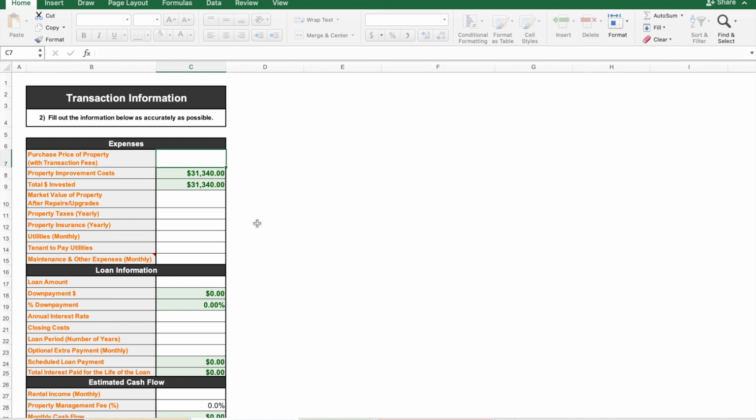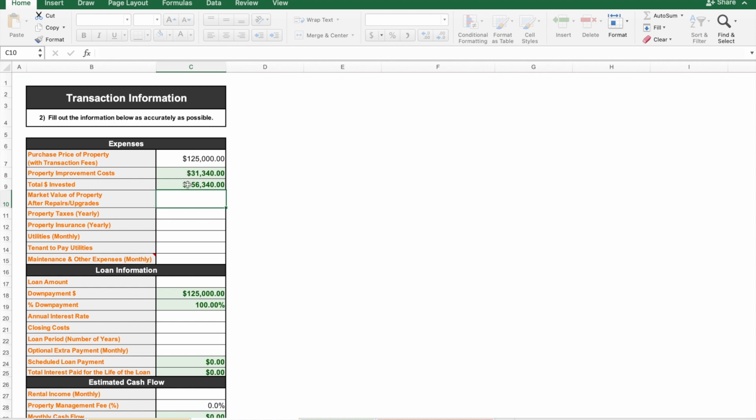So tab number 2 is the transaction information, and you're going to want to fill this out as accurately as possible to get the best possible estimation on your cash flow and your cap rate and things like that. So the first thing we're going to do is fill out the purchase price of the property. I'm going to say it cost $125,000. And the next cell below that is automatically calculated from the previous tab. So this is the property improvement cost.